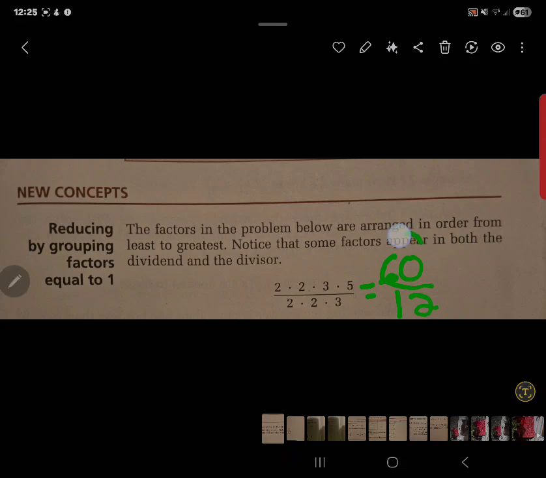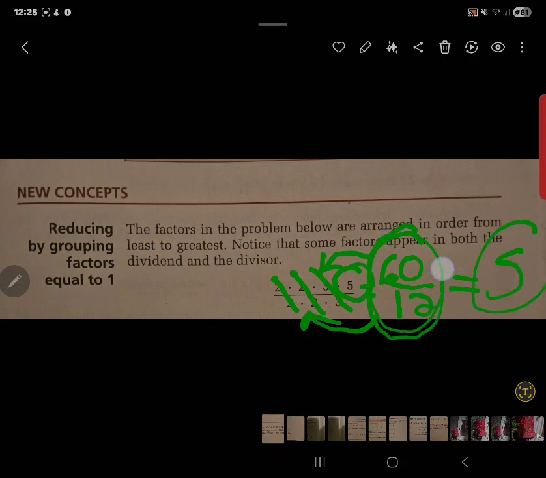What they did is they took this fraction and they split it into what's called its factors, okay? And that is another way that we can reduce improper fractions or fractions in general. We can just split them into their factors and then cross out groups of 1. So we know 2 divided by 2 is 1, 2 divided by 2 is 1, 3 divided by 3 is 1. And what are we left with? 5. So this fraction, if we reduce it, just equals 5. That's just a really easy way to reduce a fraction by grouping factors equal to 1.